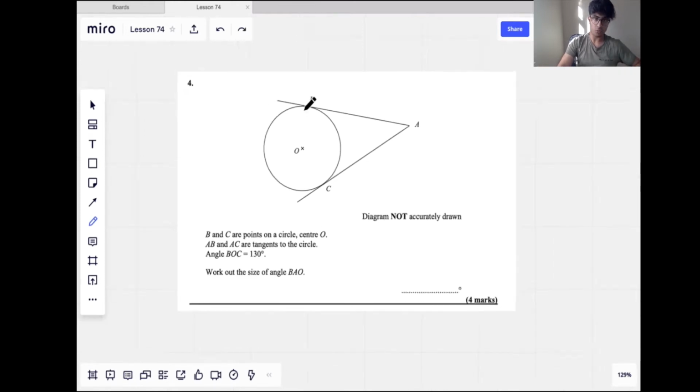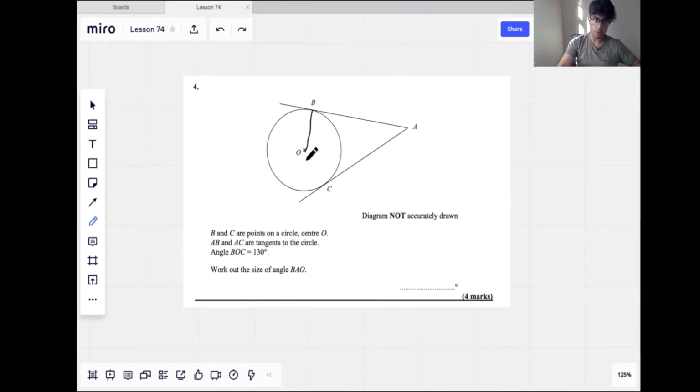I'm actually going to do this. Okay, so we have BOC. BOC is 130, sorry, we're not looking for it, we were told it's 130 degrees. We're looking for this angle, the size of the angle BAO. So if we draw that line in as well, we're looking for this angle here. And how might we do that? So we've drawn this in, right?